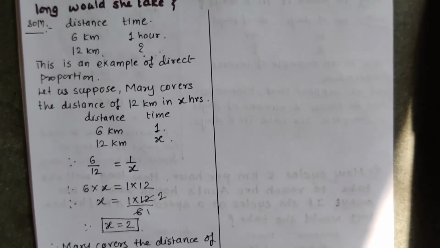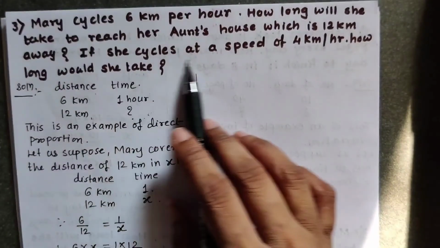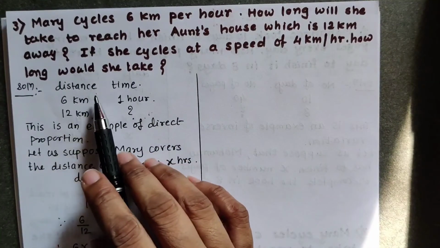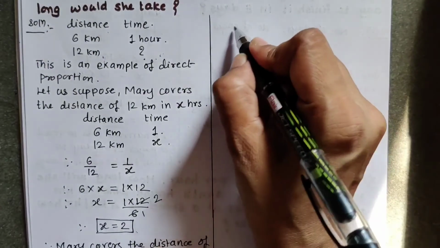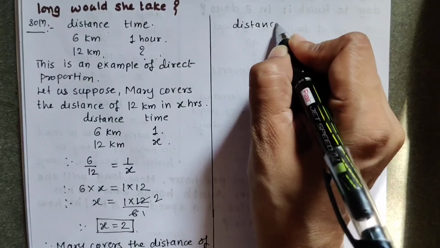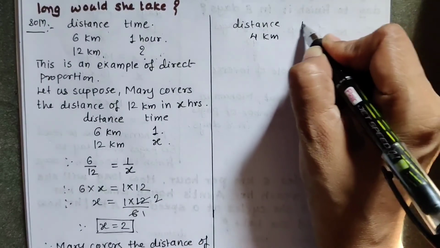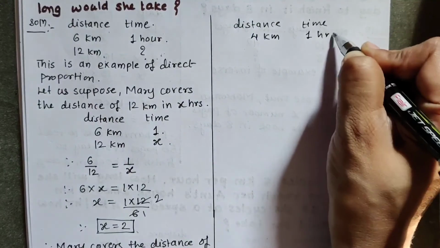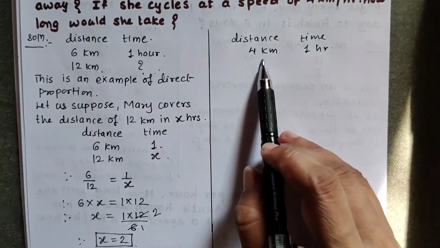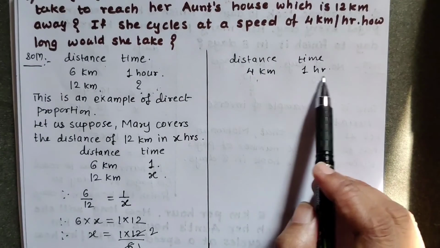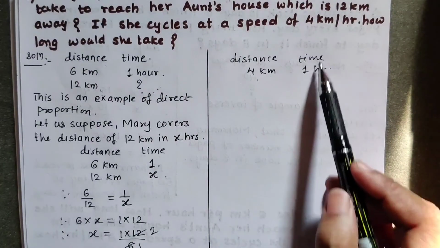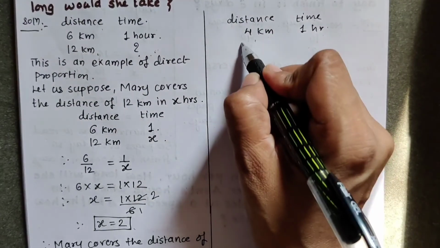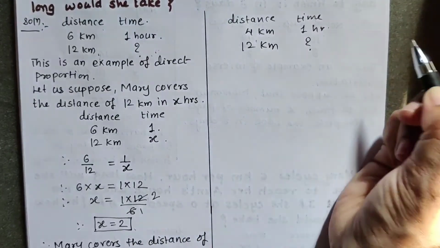Now let us see the second part of our question. The second part is, if she cycles at the speed of 4 kilometer per hour, how long would she take? Let us write the sum again. We will write the solution now for the second part of this sum. Now the distance she covers is 4 kilometer and the time she takes is 1 hour, because the speed of her cycle is 4 kilometer per hour. So she can cover 4 kilometer in 1 hour of time. So we have to find out in how many hours 12 kilometer distance is covered.